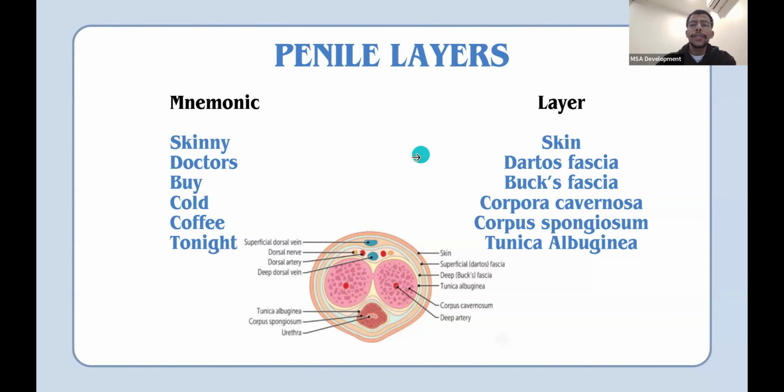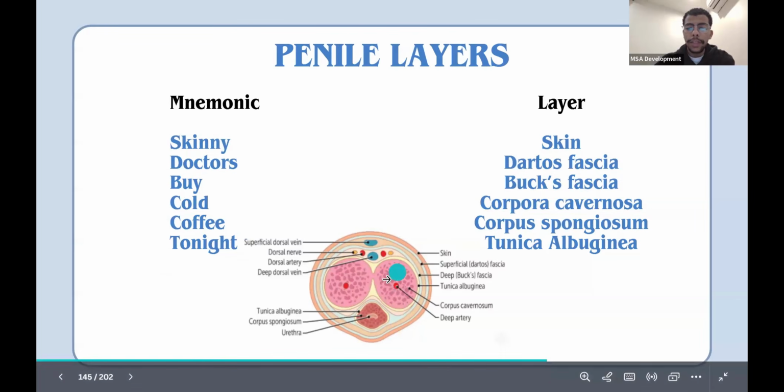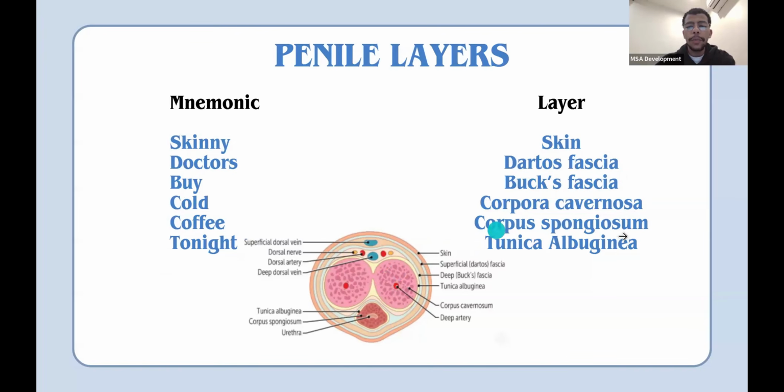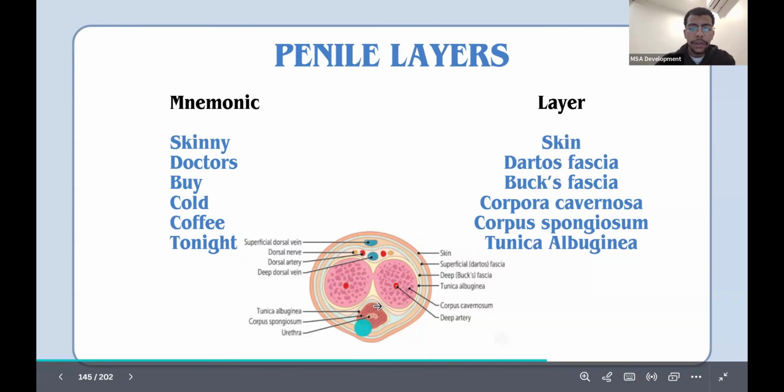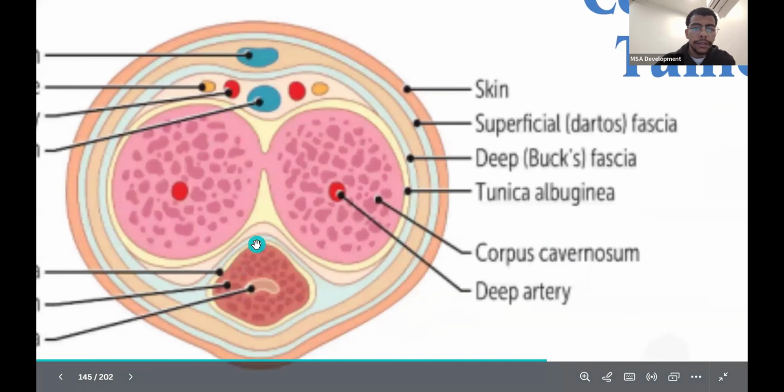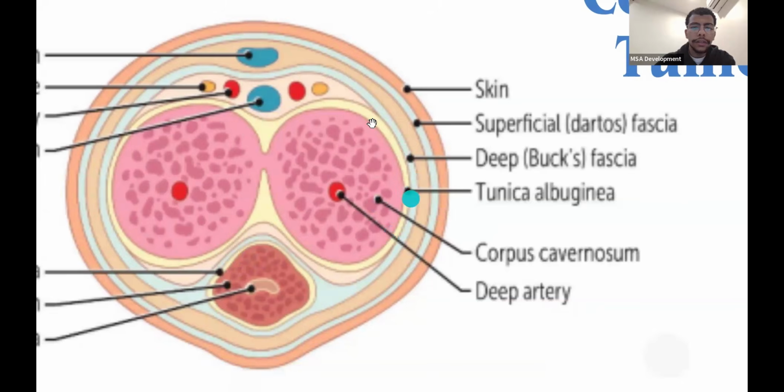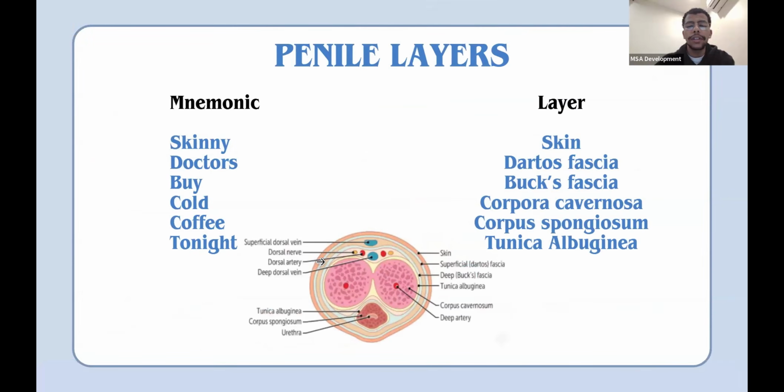It's fine. Right? So the layers from outside, we have the skin, then we have dartos fascia, buccal fascia, corpora cavernosum, which is the erectile tissue, and then we have corpus spongiosum here surrounding the urethra. Why? To keep the urethra open when the penis is erect. And then lastly, we have tunica albuginea, which is this layer here and here, the yellow layer in this picture. This albuginea translates to white.